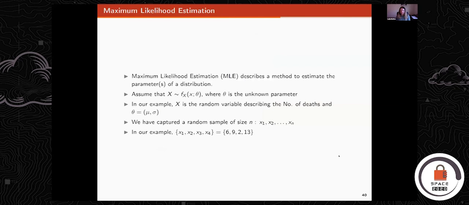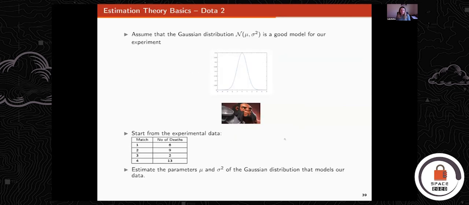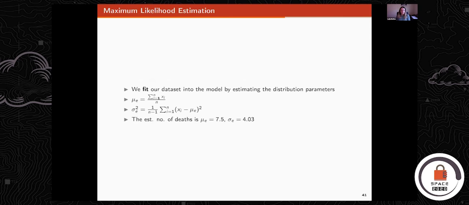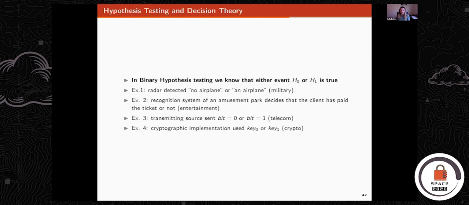So we now want to estimate these parameters, the mean and the variance. And for that, we use something called maximum likelihood estimation. So basically, we assume that there is a distribution where we want to find these parameters. And in our example, we're going to use for theta the mean and standard deviation. So we just compute them from the data that you saw before, and then we try to fit our data set by computing these parameters. So there is the mean and there is sigma. These are the values for this experiment.